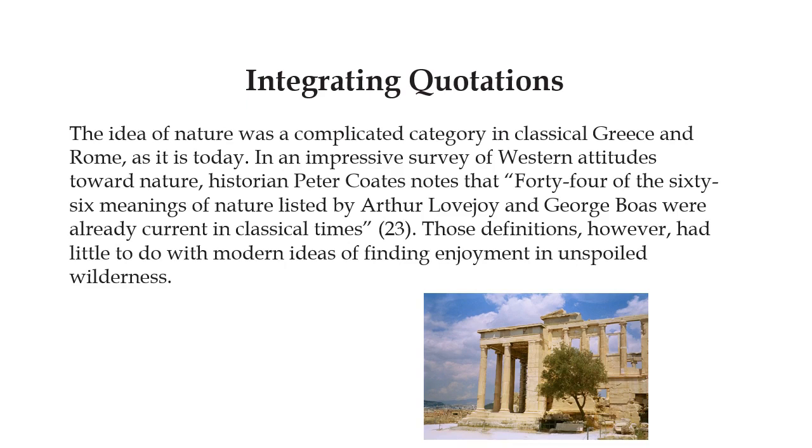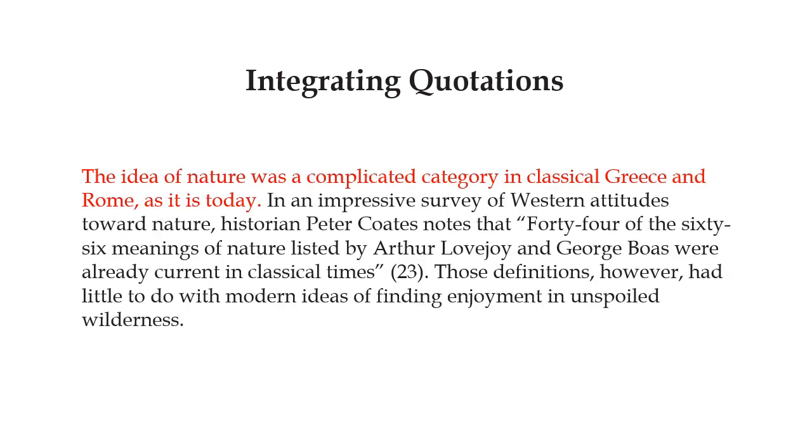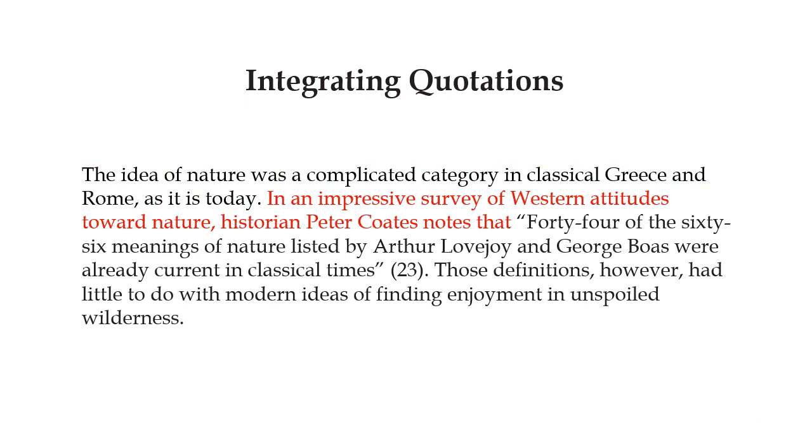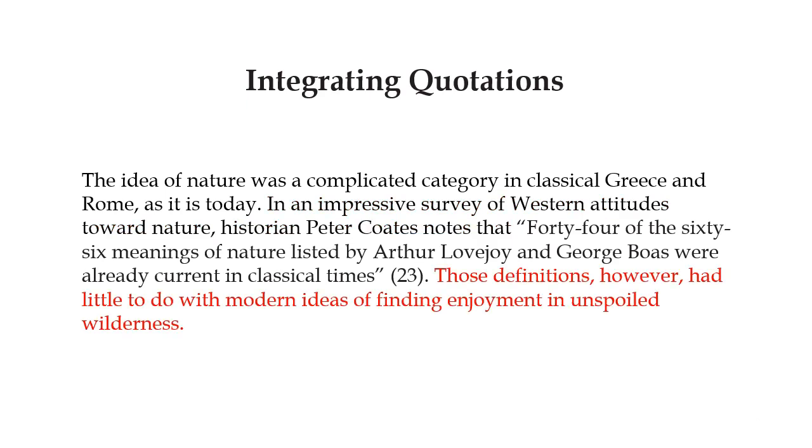So here is the better version, and we'll go through line by line and see how and why it is better. So first we have the first line kind of sets up the context of the quote. We know what we're talking about. This line introduces the work and the author. And it's kind of a way of saying, here comes a quote. And then the last line here, "those definitions, however, had little to do with modern ideas of finding enjoyment in unspoiled wilderness." So we have the introduction to the quote, the lead in there, the quote itself, and then this line kind of pointing back to the quote, giving more information or explaining it, tying it back into the body of the essay.